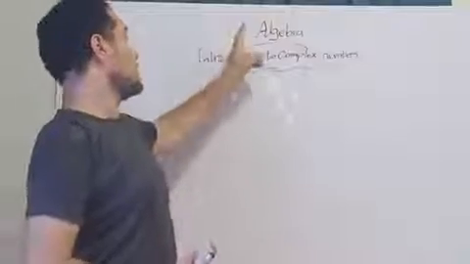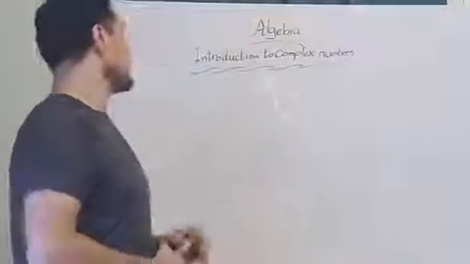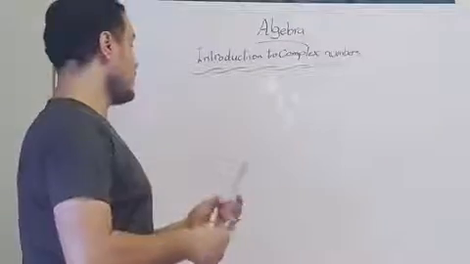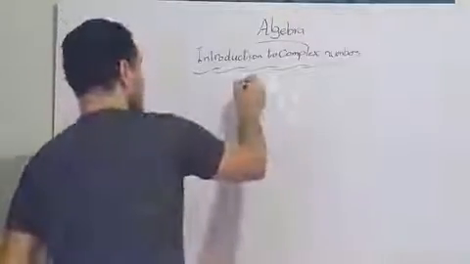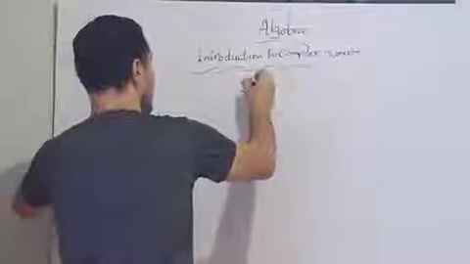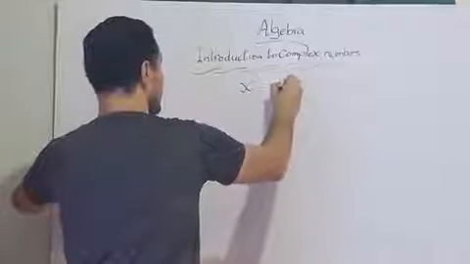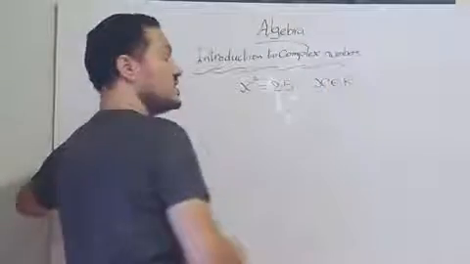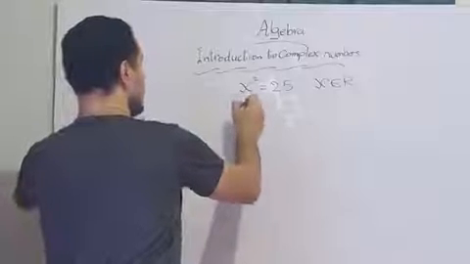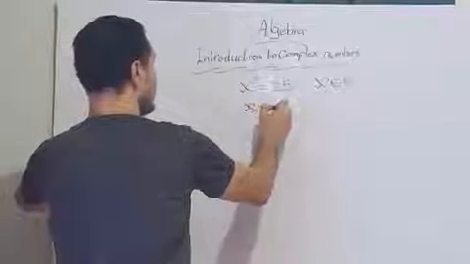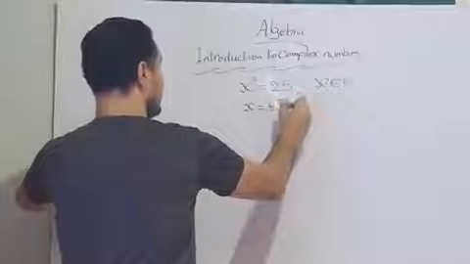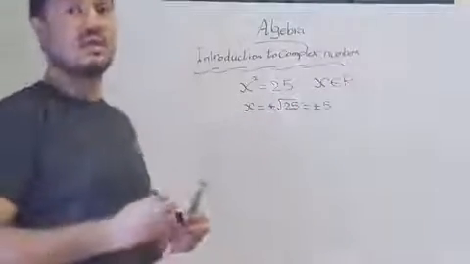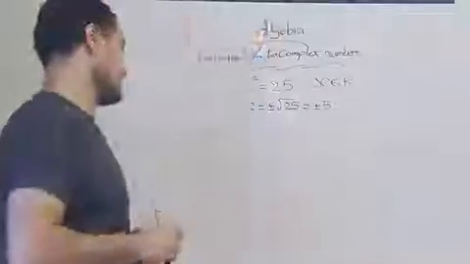Okay. The first lesson in algebra is about the introduction to complex numbers. We have studied that to find the solution set of x² = 25, where x belongs to R, x equals positive or negative root 25, positive or negative 5. So the solution set is negative 5 or positive 5.